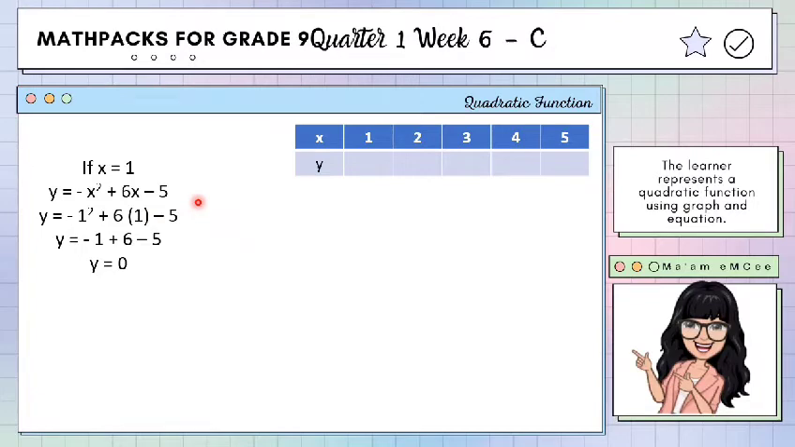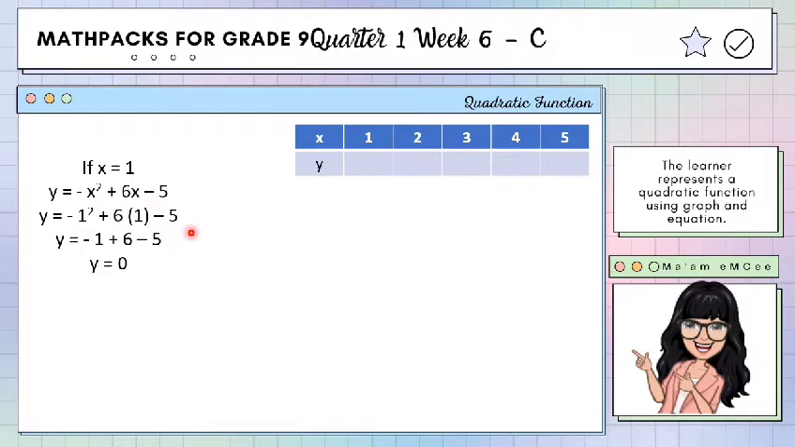Again, substitution means we need to replace every x in our function by 1. So we copy y, then the equal sign and also the negative sign. We replace x by 1 because x is equal to 1. So that is 1 squared, plus we copy 6. Then we replace x by 1 again, so that is 6 times 1. Then we copy negative 5.